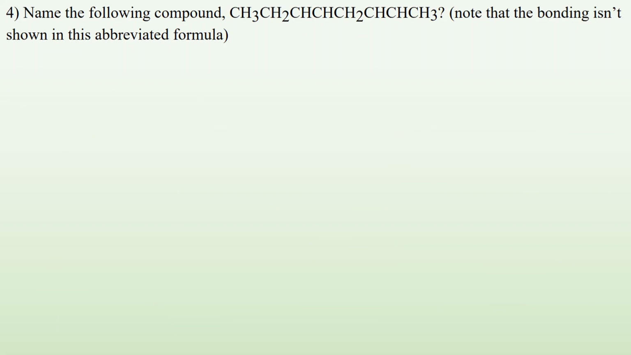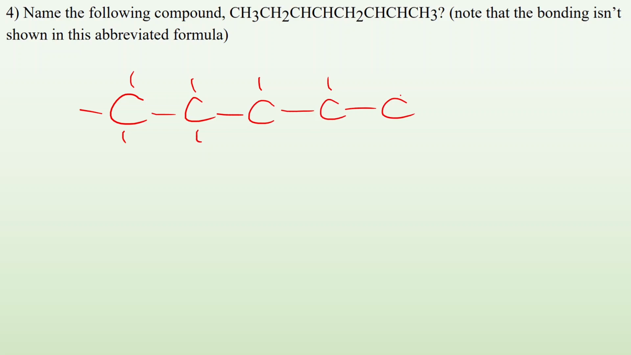Number 4, name the following compound, and then here it is. And then note that the bonding isn't shown in this abbreviated formula. So we have a condensed structural formula, so you've got to draw it out 1 carbon at a time. I have CH3, so C, 3 H's. I have CH2, boom, boom. I have CH. I have another CH, and then I have a CH2. And then I have a CH, and then another CH, and then a CH3.